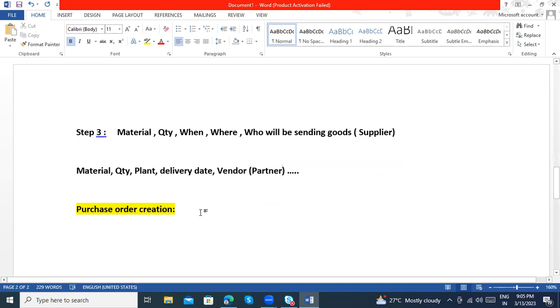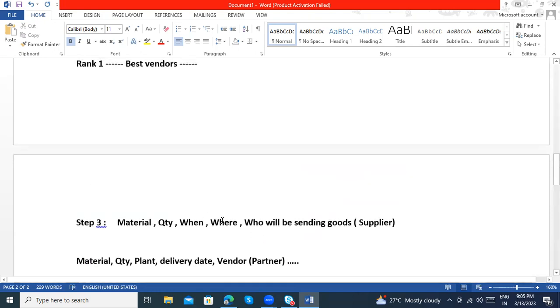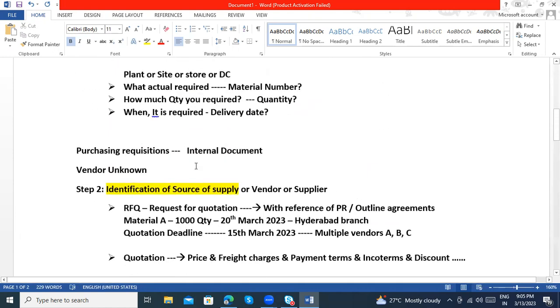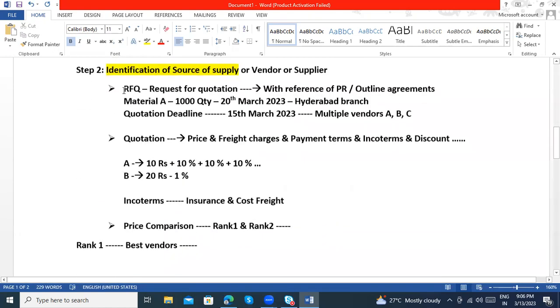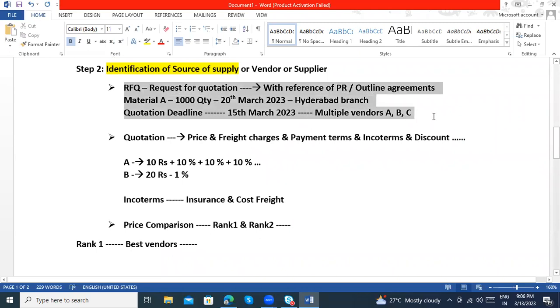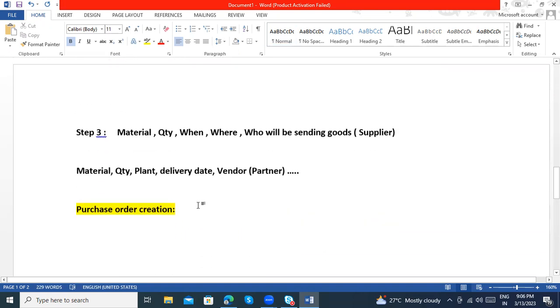Yes, sir. So I'm creating a purchase order with all this information and sending it to the vendor. How will you send this information to the vendor, even here at the RFQ level? That is a separate topic, it is output determination. So there is output determination.